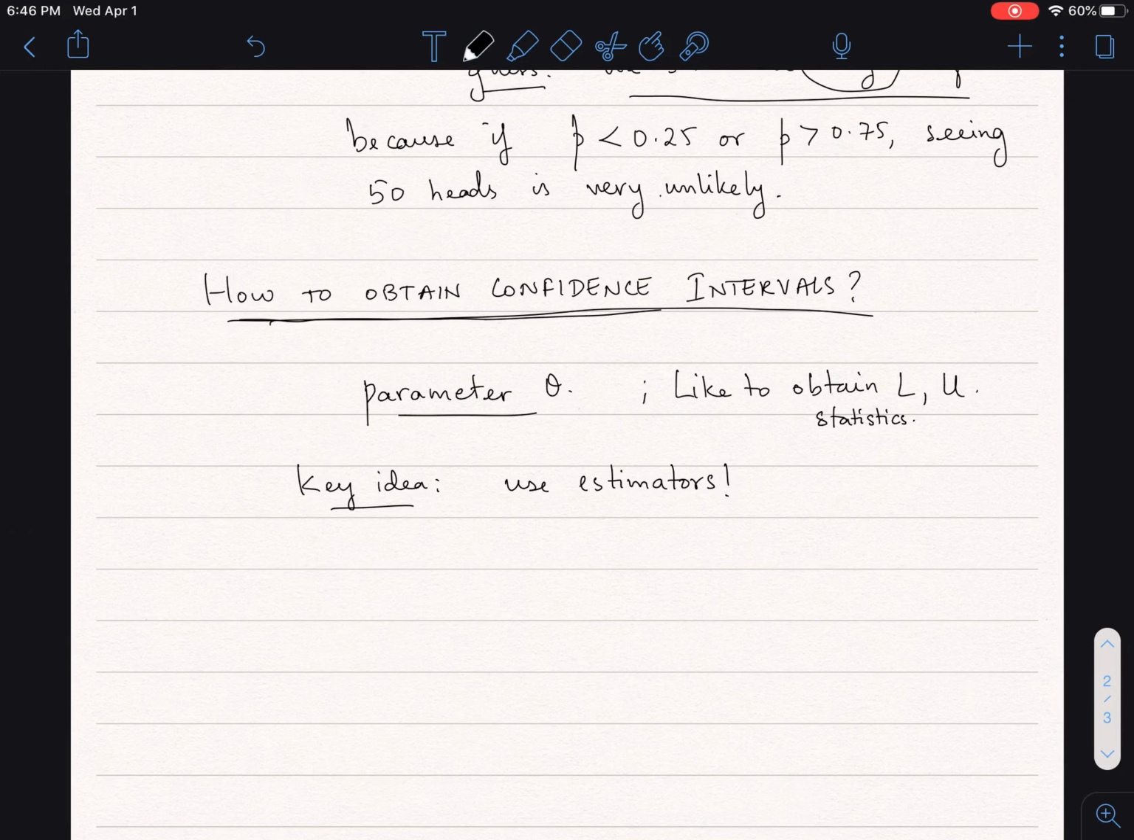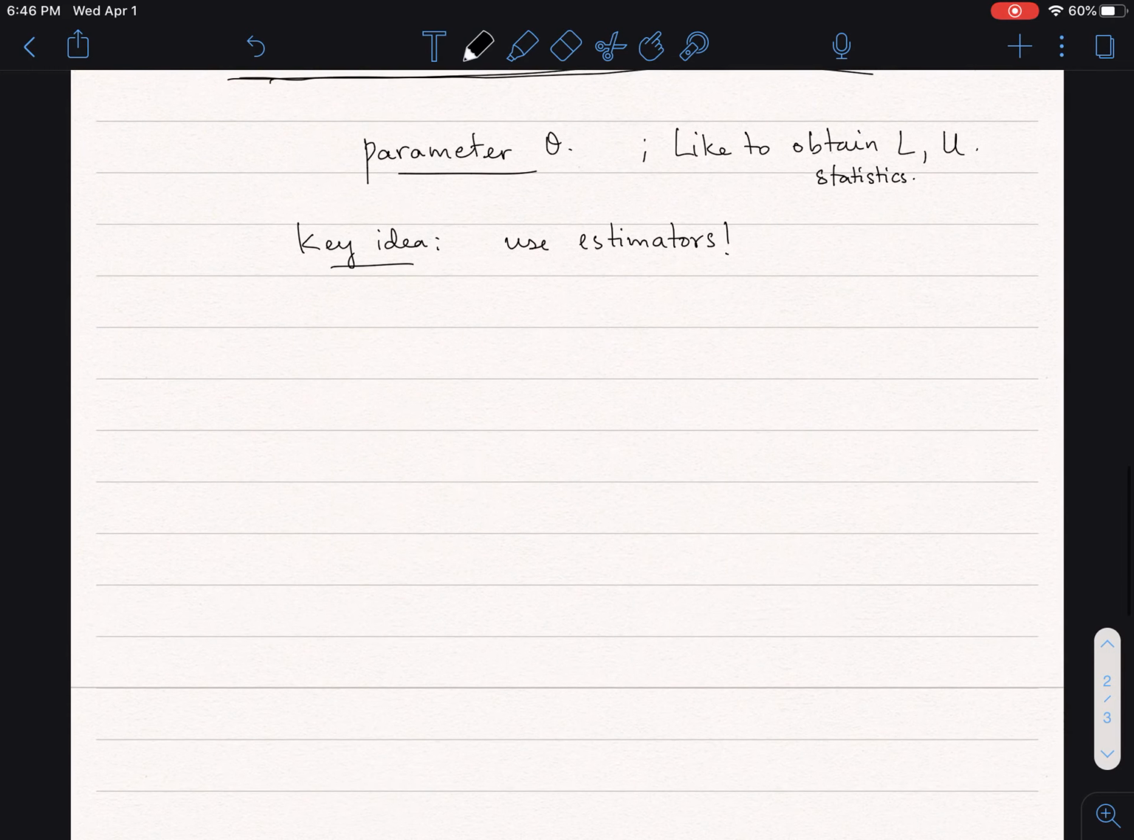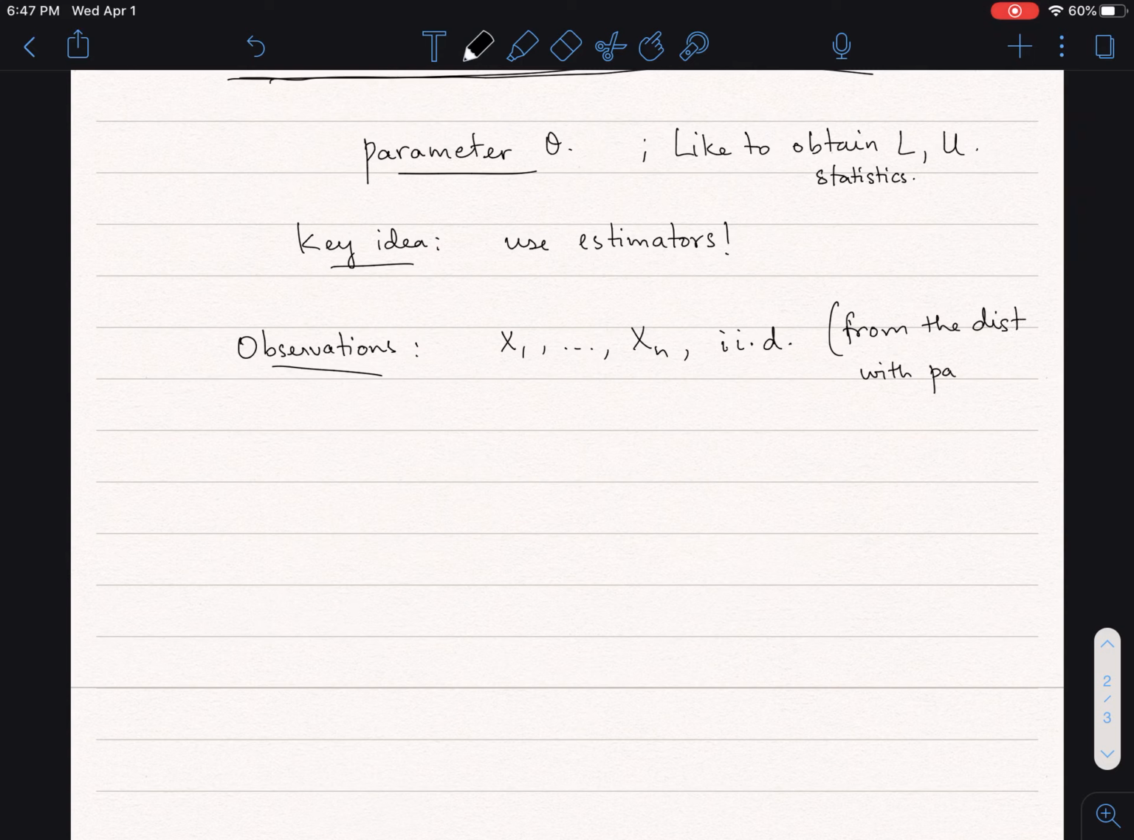Now the key idea that we are going to use is this notion of estimators that we have been looking at in the previous lecture. Let's say that our observations, as before, are x1 through xn, and these are all IID from a known distribution with parameter theta.